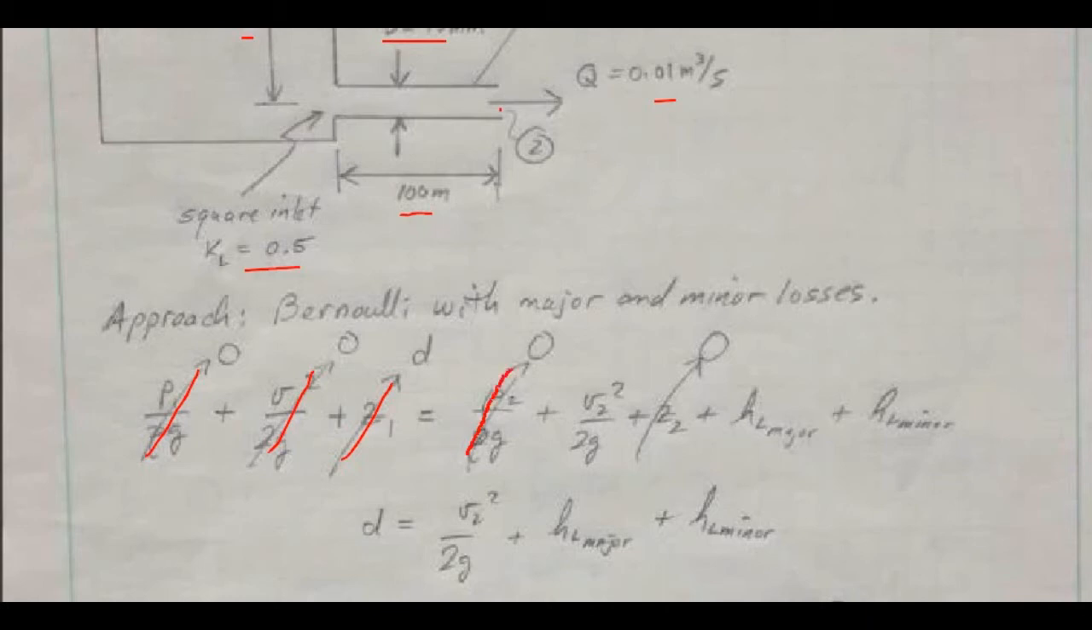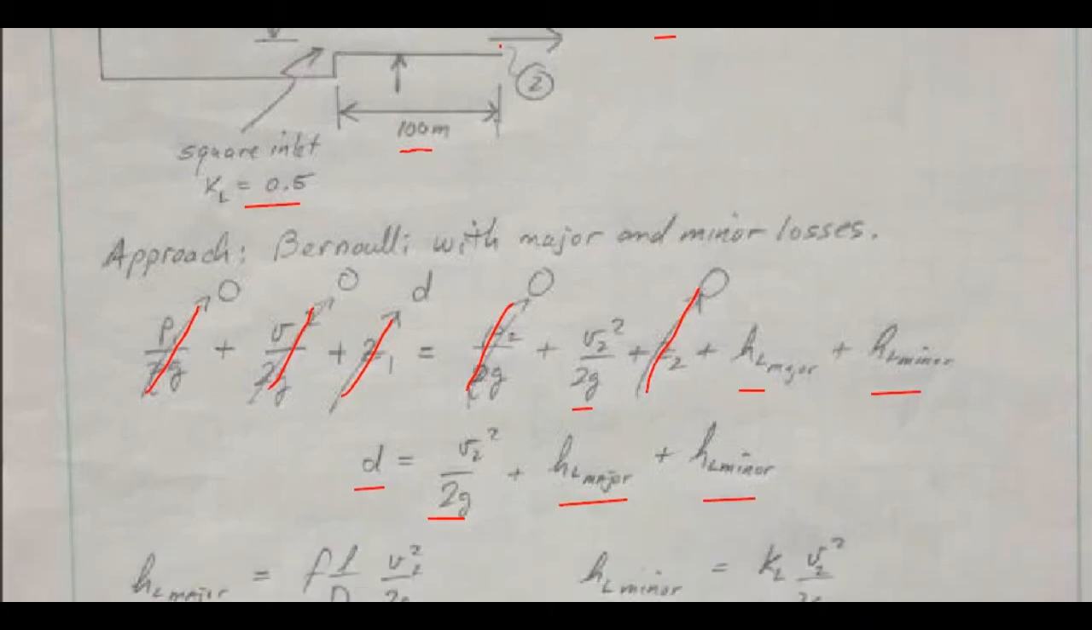At 2, pressure is also 0 because it's atmospheric. There is a velocity, so we keep that term. We could make Z2 the datum, so that goes away. And we have the head loss major and the head loss minor. So the depth of the tank that's causing that flow rate, that's what we're after, by the way, is V2 squared over 2g plus the major head loss plus the minor head loss.